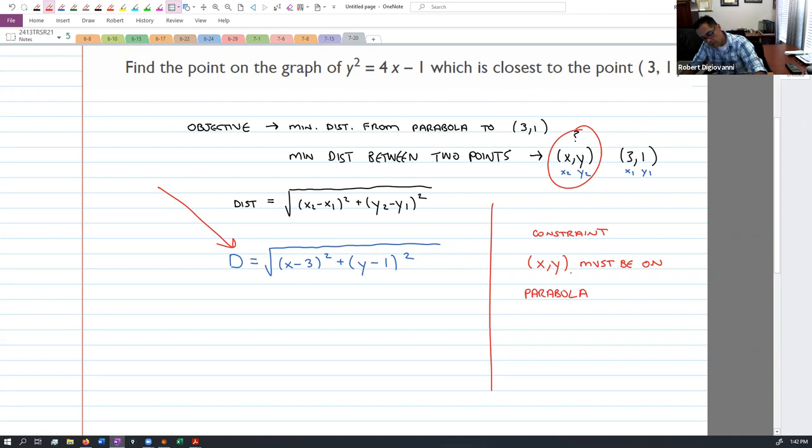So the way I'm going to do this, I'm going to go back to this equation. I'm going to do something over here with it. I'm going to solve for x.